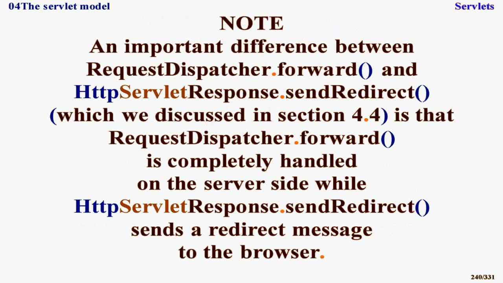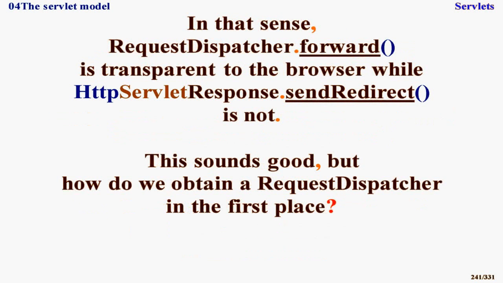Note an important difference between RequestDispatcher.forward and HttpServletResponse.sendRedirect, which we discussed in Section 4. RequestDispatcher.forward is completely handled on the server side, while HttpServletResponse.sendRedirect sends a redirect message to the browser. In that sense, RequestDispatcher.forward is transparent to the browser, while HttpServletResponse.sendRedirect is not. This sounds good, but how do we obtain a RequestDispatcher in the first place?